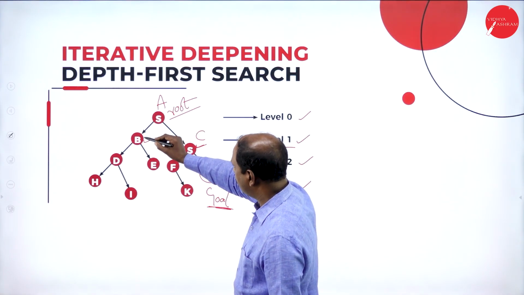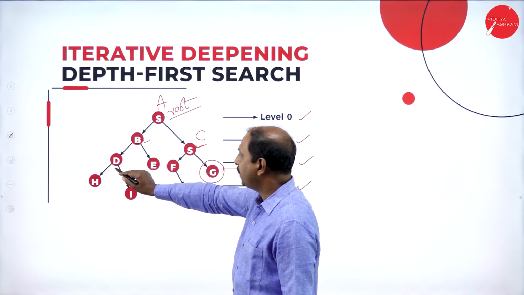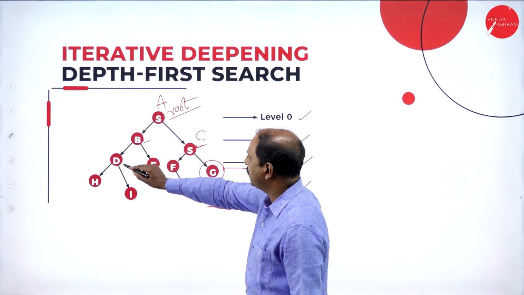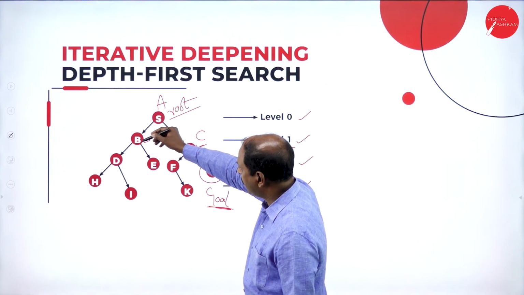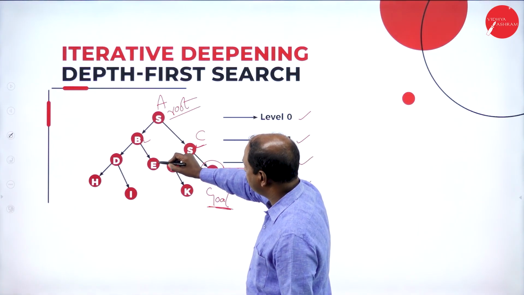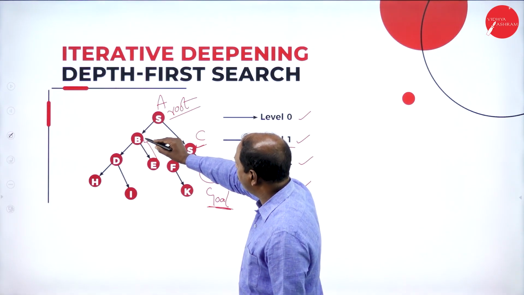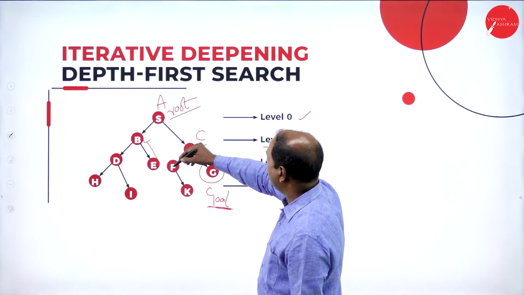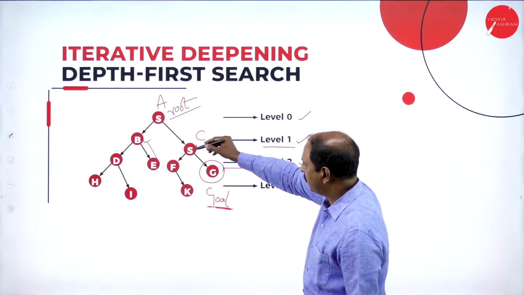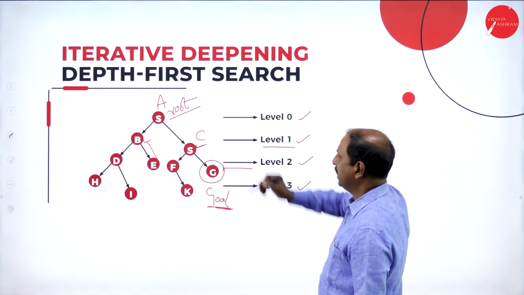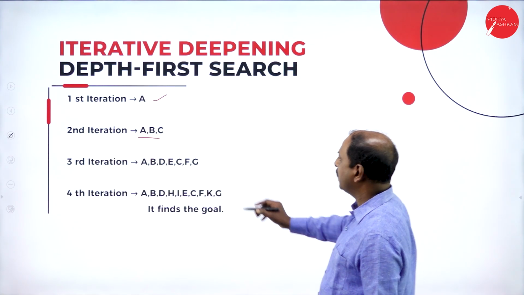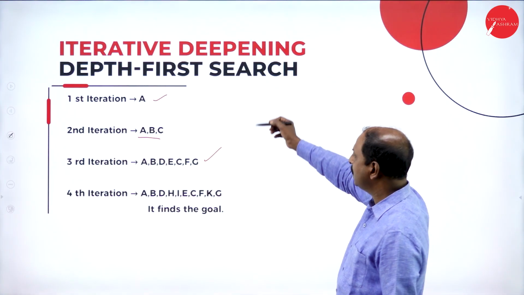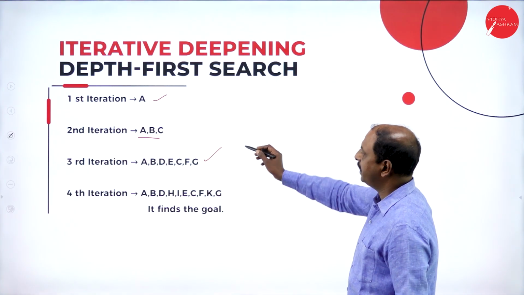Here, A, B, D. From here, we go to this level, D, and then backtrack. After backtracking, we come to E. Again backtracking to B, then we come to C, C to F, and again F backtracking to C, and next to G. So this is the traversal in the third iteration of iterative deepening depth first search.